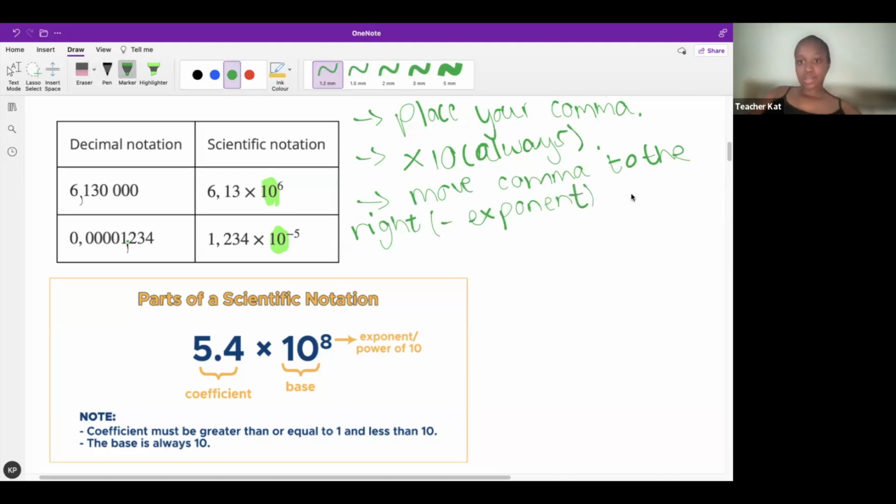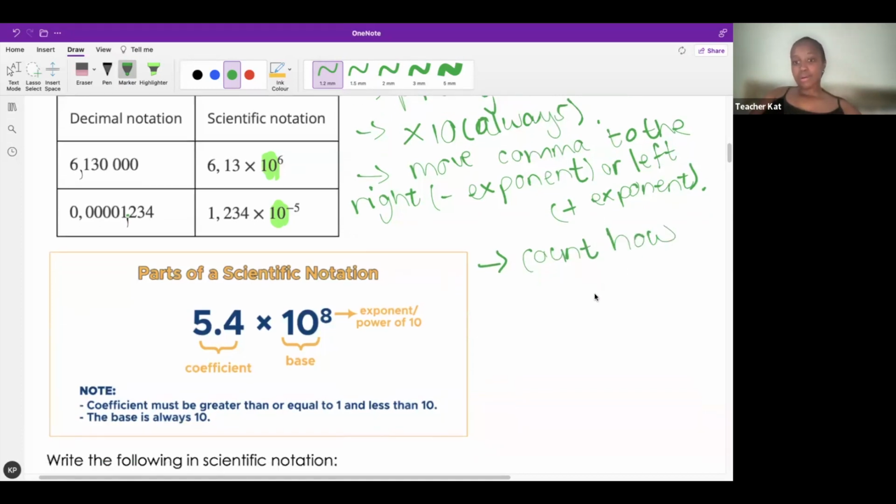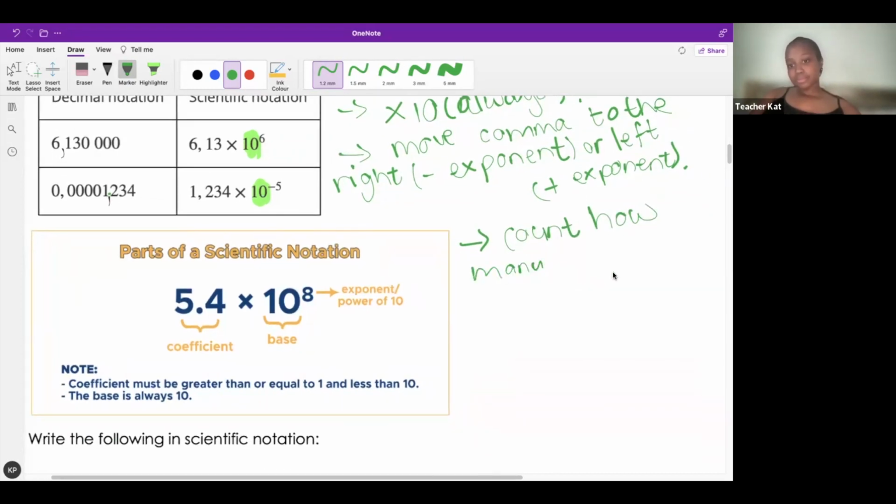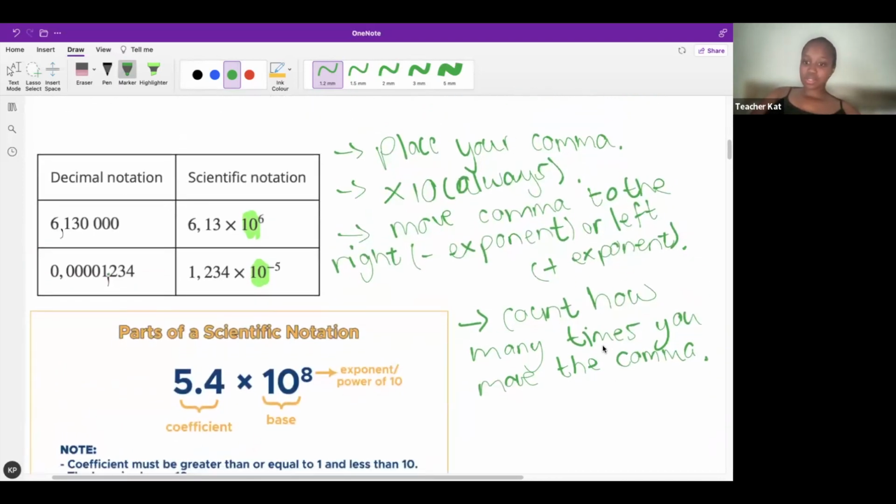Negative exponent, or left, which is a positive exponent. Okay, so after you move my comma, you have to count how many times you move the comma. Okay, so that's it. Those are our steps. So take, yes, Tali, you may unmute.